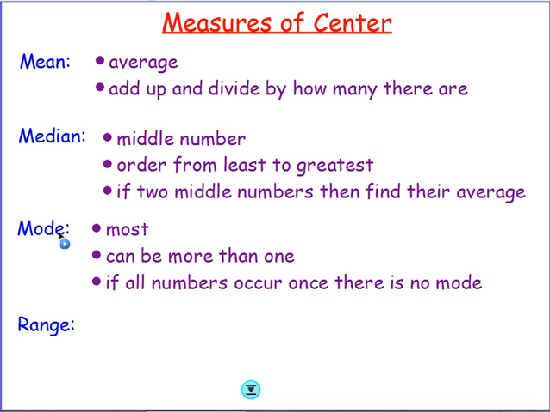The mode is the number that occurs the most. There can be more than one mode. Let's say there's a set of data and there's two numbers that each occur 3 times. Those can both be modes. If you have a set of data where all of the numbers occur only one time, that is called no mode. We don't write out every number and say that every number is a mode. We simply say there is no mode.